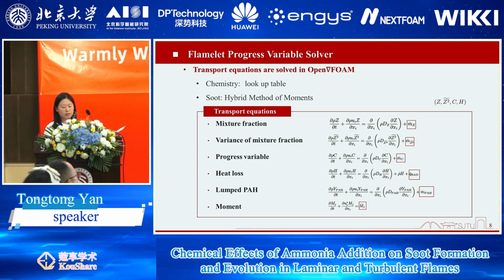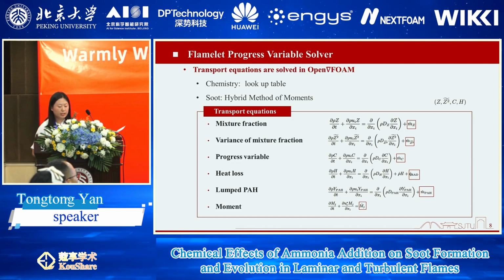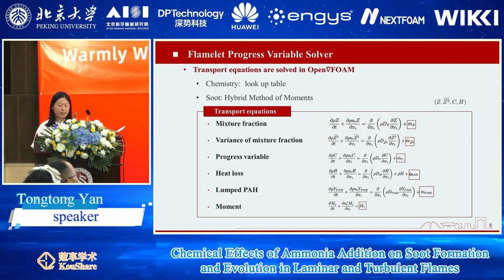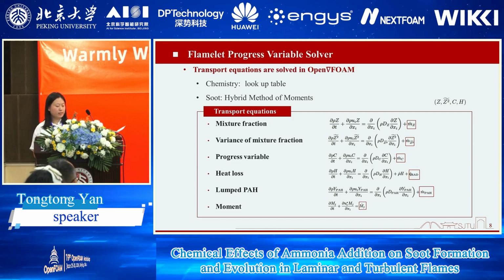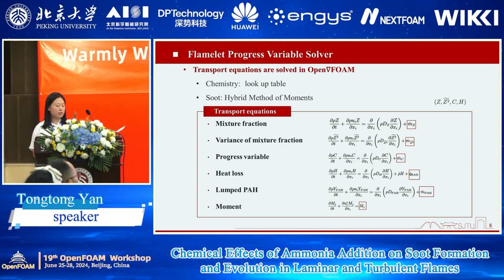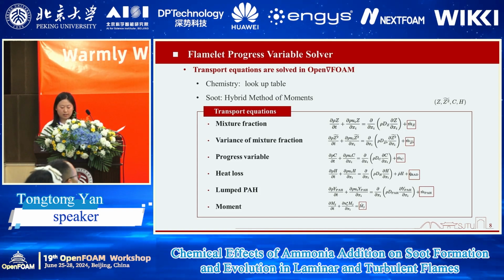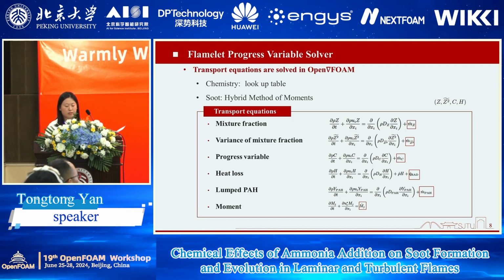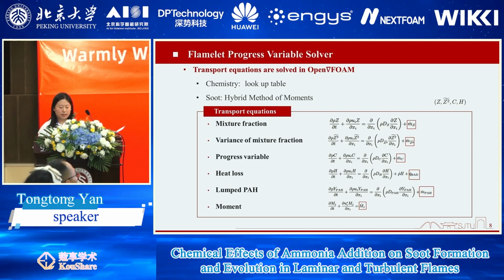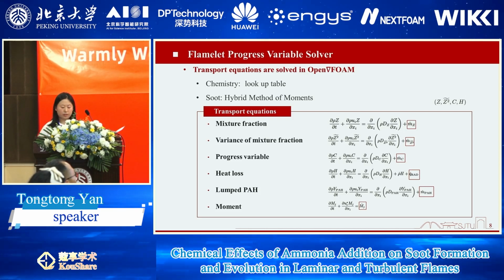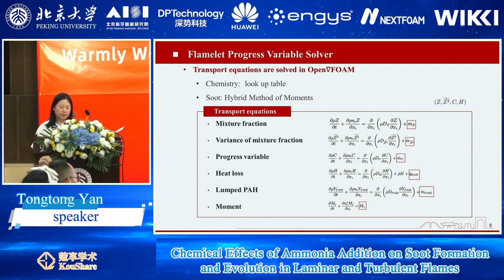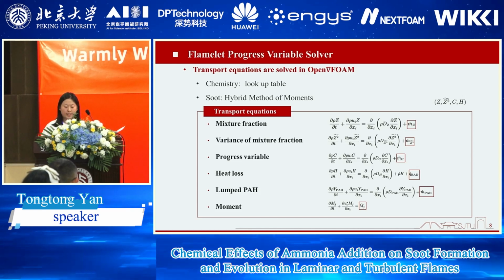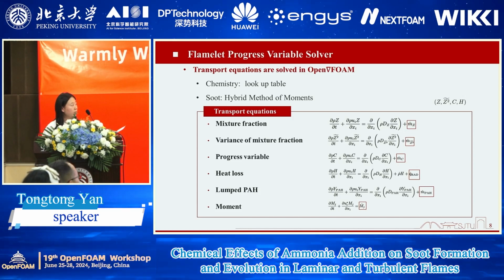One is the flamelet progress variable solver, FPV, and this is a low manifold method. This method skips the complex chemistry process by constructing certain map relationships between key parameters and other variables. By using this method, we only need 4 key parameters: the mixture fraction, the variance of mixture fraction, the progress variable C, and the heat loss H, to construct a 4-dimensional table. In the simulation process, we only need to transport these 4 parameters, and through looking up the table, we can get other information, such as the source term in this equation.